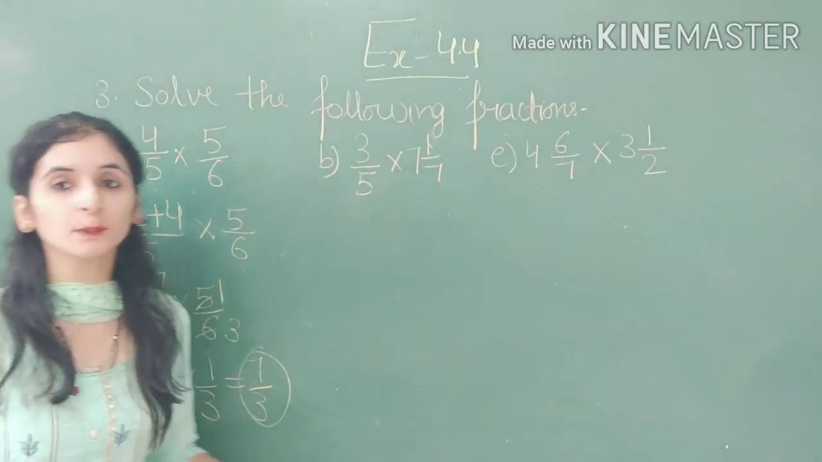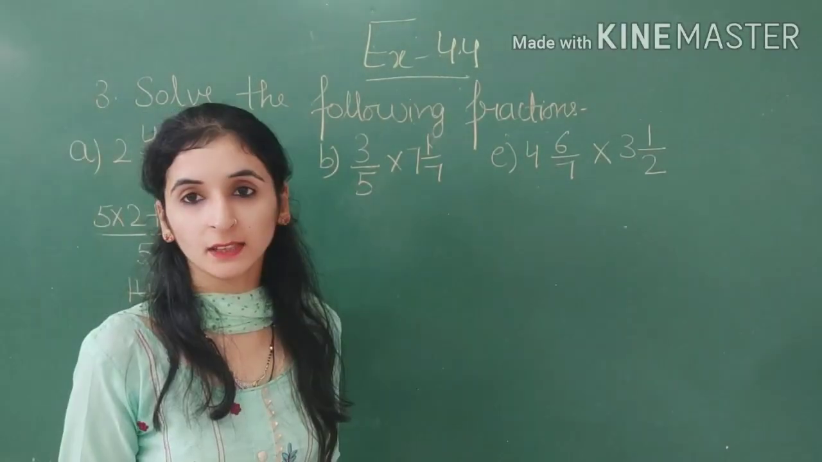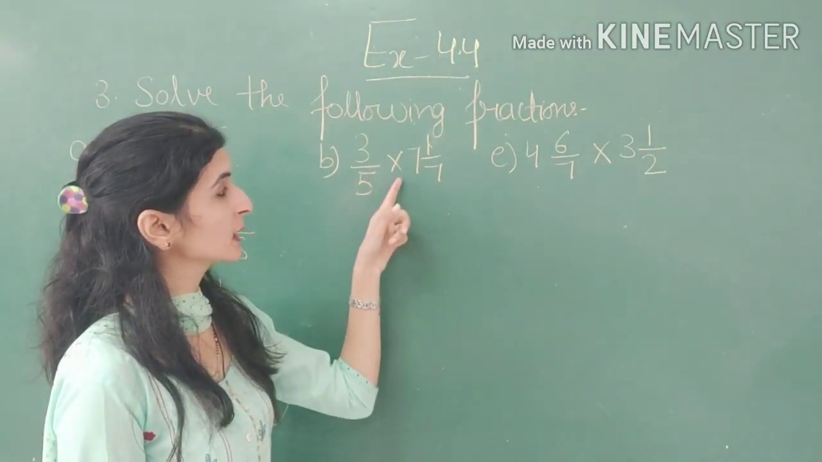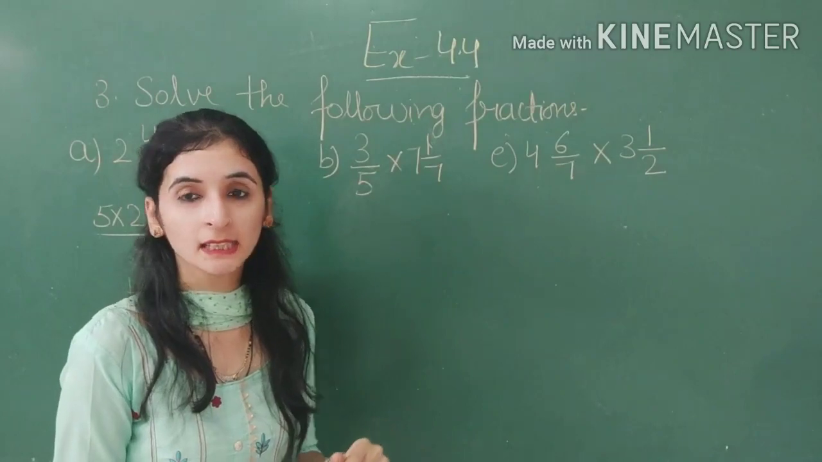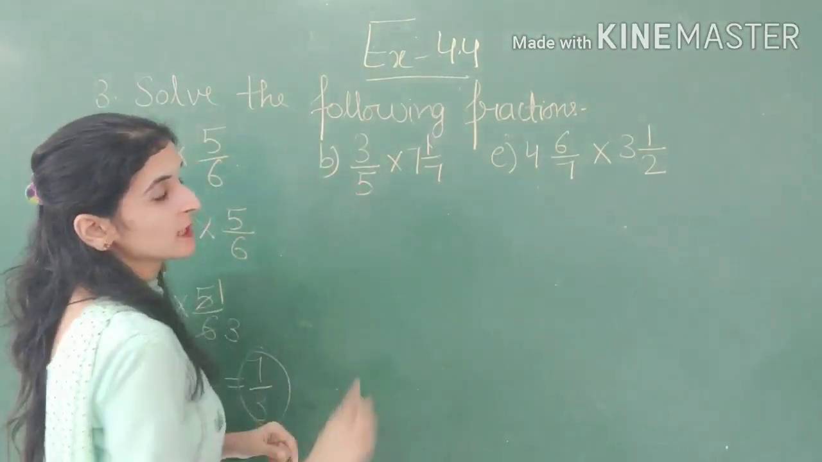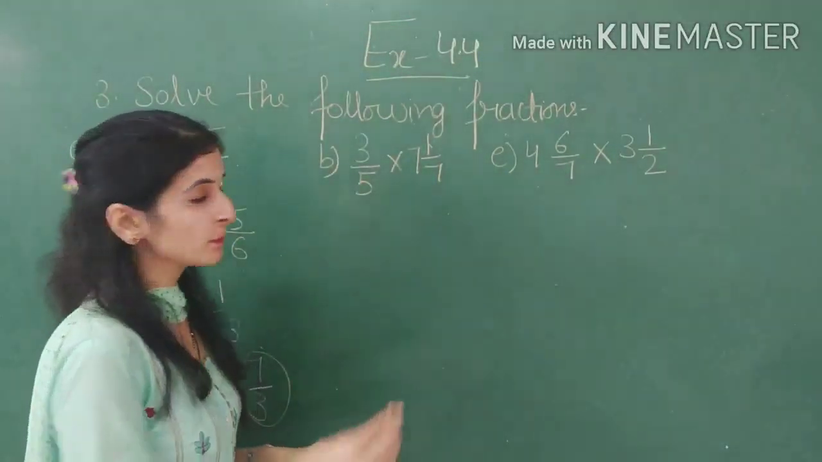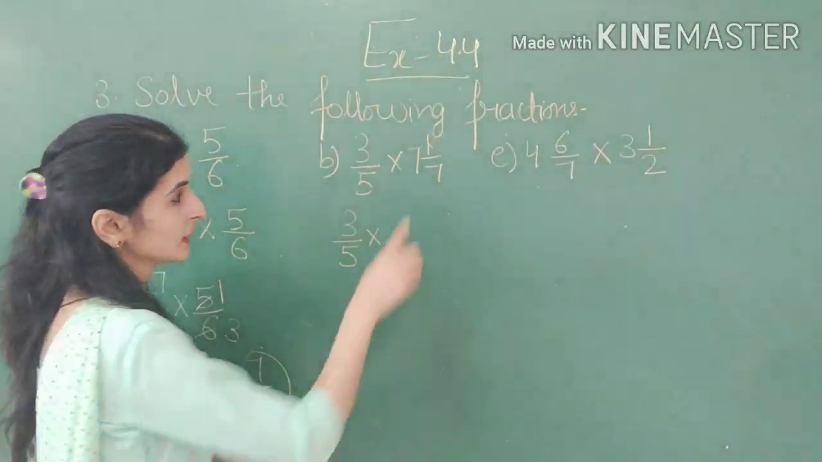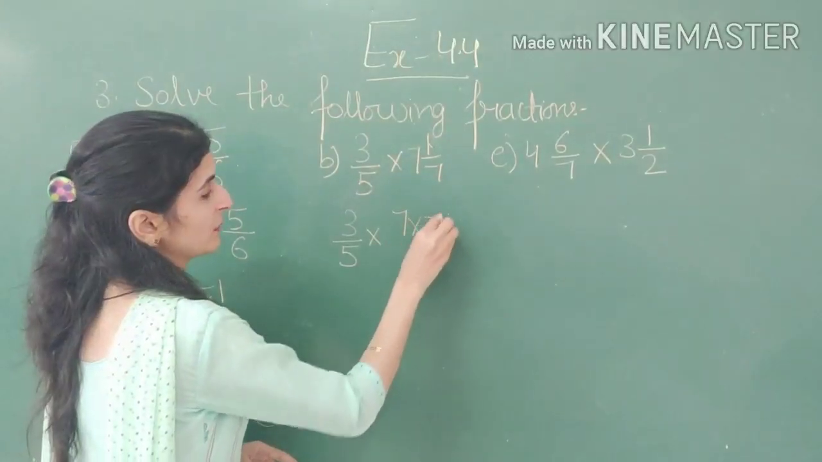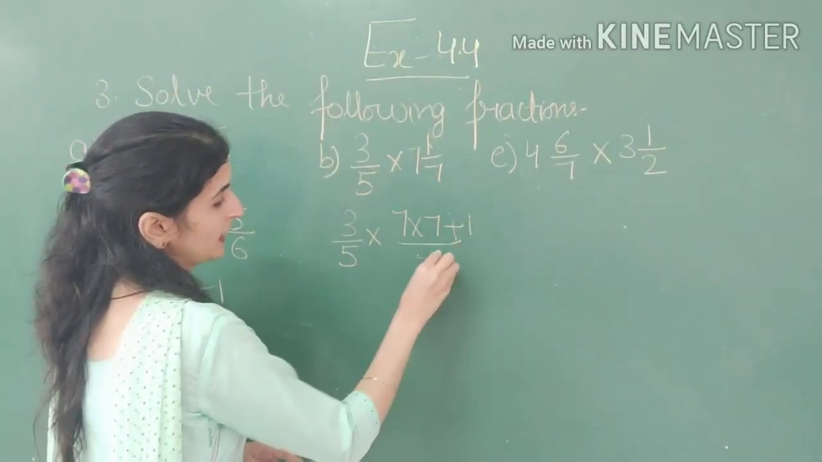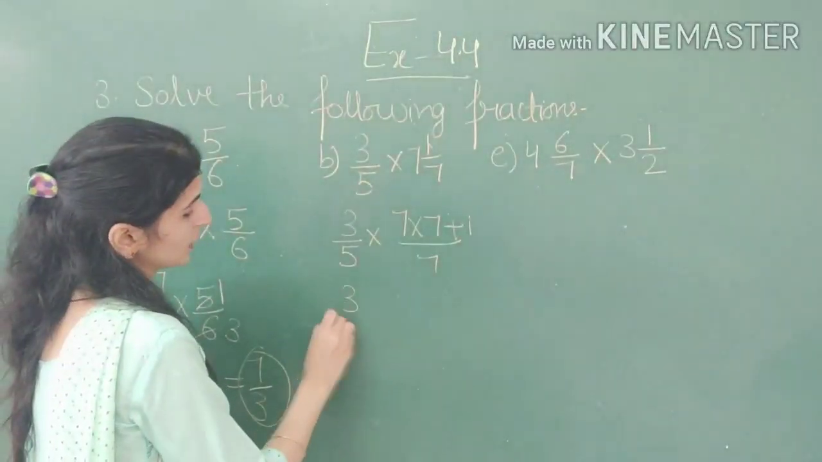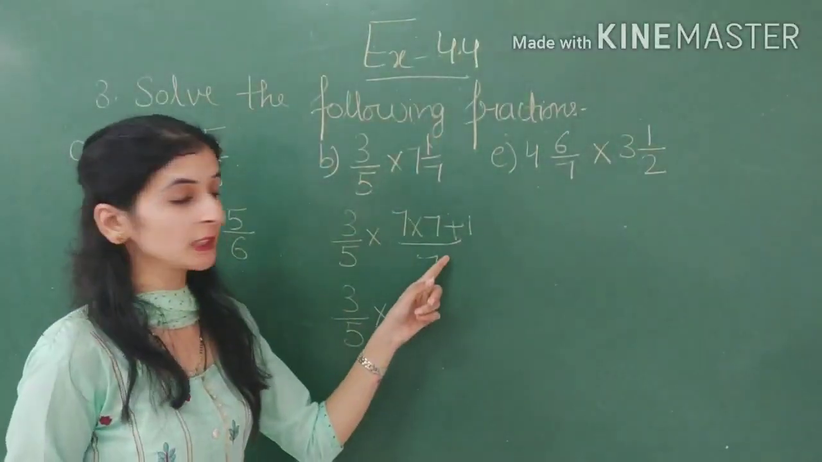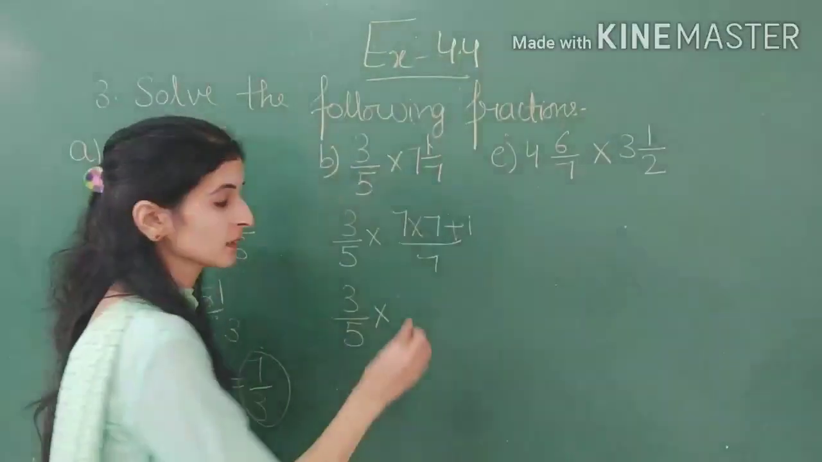Okay. Now let's come to B part. Here we have B part and the question is 3 by 5 multiplied by 7 1 by 7. So we will convert this 7 1 by 7 to an improper fraction. So 3 by 5 multiplied by 7 multiplied by 7 plus 1 by 7. So 3 by 5 multiplied by 7 7s are 49. 49 plus 1 is 50.